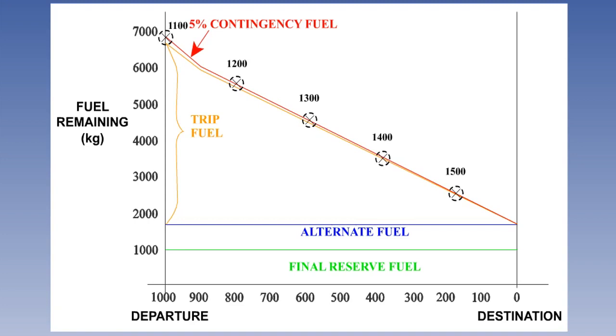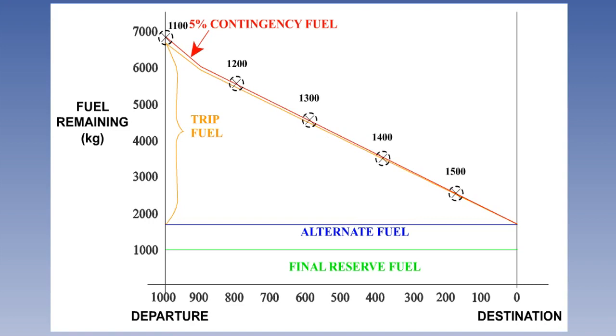In this example, there will be sufficient fuel. The fuel remaining is more than the final reserve fuel and alternate fuel. However, in this example, the fuel remaining line is going below the planned line, and therefore there is not sufficient fuel to land at the destination with reserves intact. In this case, an en route diversion or return to base would have to be considered.